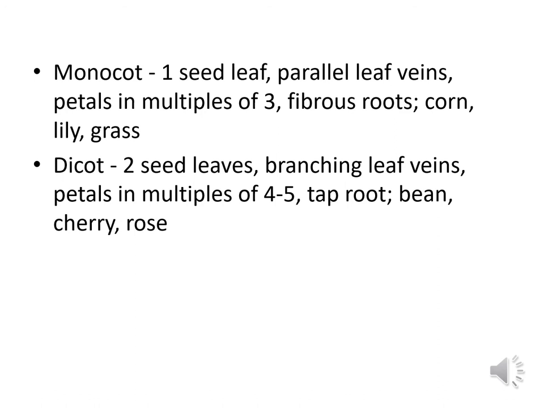Dicots will have a taproot. They do have a primary root that runs down and some secondary roots, but the secondary roots are much smaller. Think a carrot. It does have a major root system going down the middle and then some teeny tiny roots running off the side. Beans, cherries, roses, there's a lot of dicots out there.